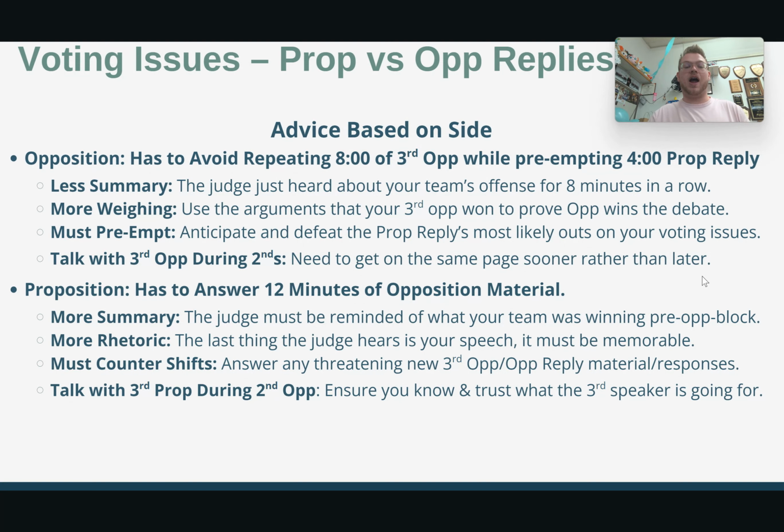The proposition, on the other hand, has the difficult job of answering 12 minutes in a row of opposition material. The good news is a lot of people are terrible at the opposition block. Either the two speeches contradict each other, so they don't really support one another, or the opposition reply is so repetitive that it's really more like 8 to 10 minutes of content versus 12. But you have to spend a little bit more time summarizing because the judge may not remember what your team was winning before the block because they haven't heard from you in so long.